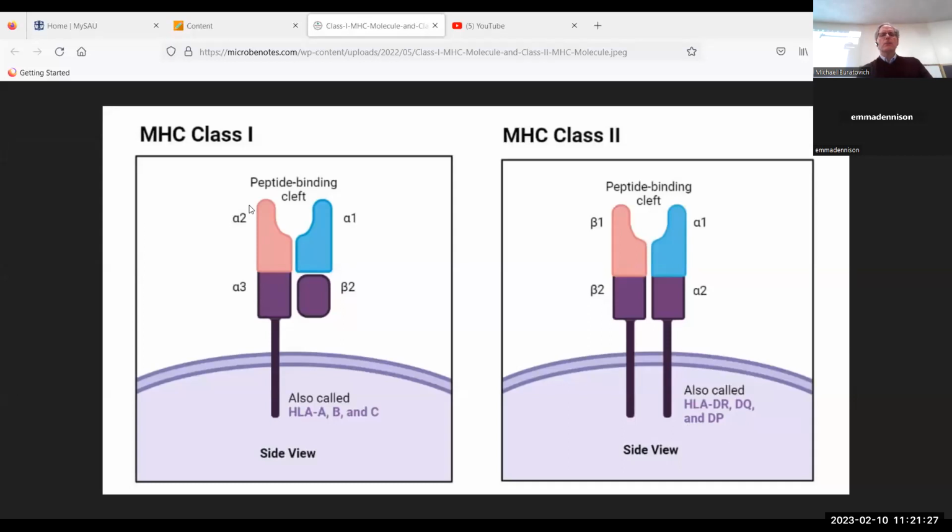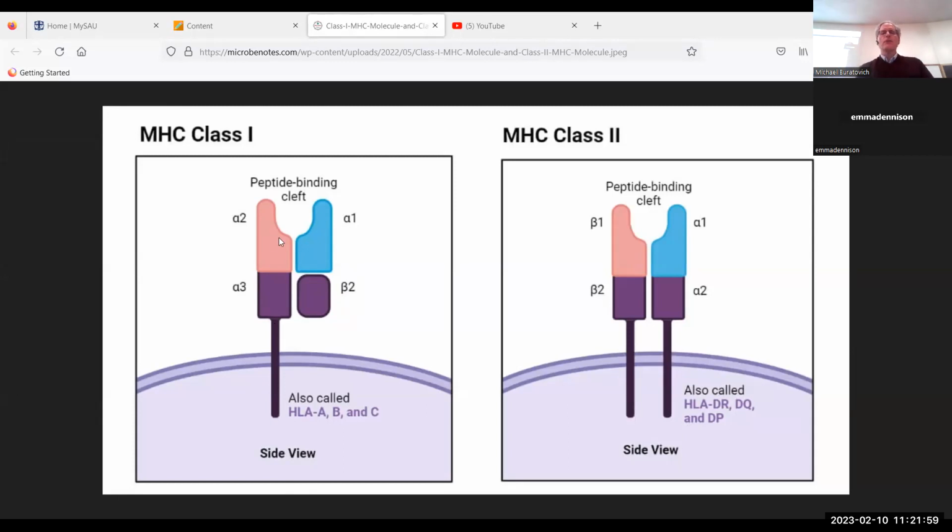So here's a class 1 MHC. You can see it has 3 different parts of the polypeptide. This is all one protein here. So this alpha 3, alpha 2, alpha 1, that's one protein. This piece down here, this beta 2, that's called microglobulin. Microglobulin, unlike the MHC class 1, doesn't vary from person to person. So it's a really important structural piece.